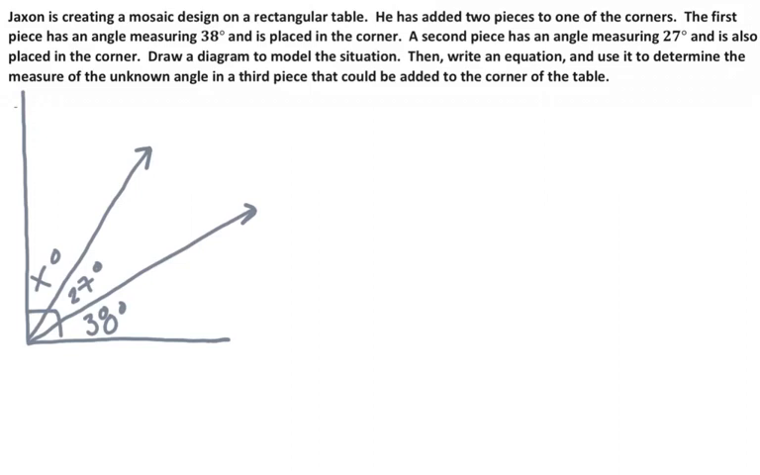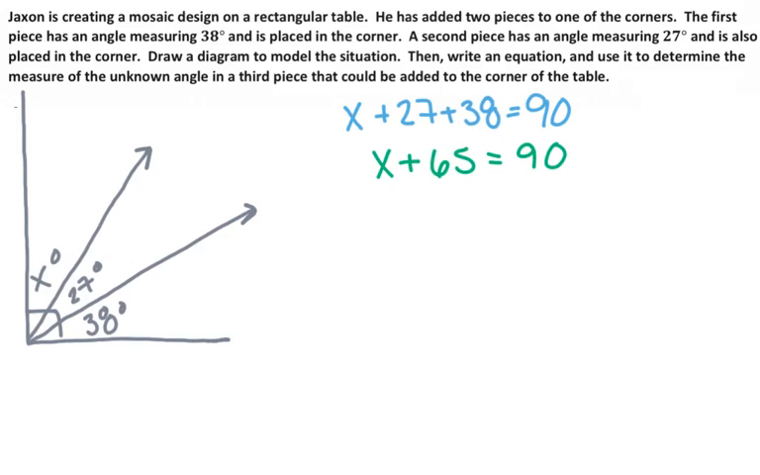So together, all of them have to equal 90 degrees. So we are going to have x plus 27 plus 38 is equal to 90. We can start by adding 27 and 38 together. So we're going to have x plus 65 is equal to 90. Subtract 65 from both sides. So x is equal to 25 degrees. So our missing angle is 25 degrees.